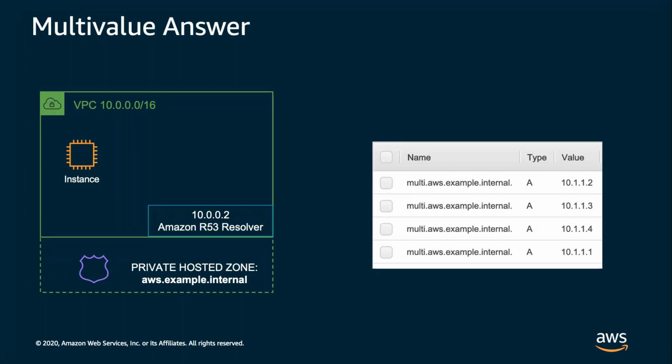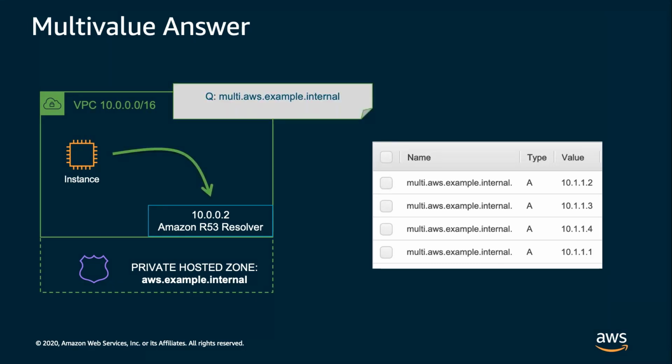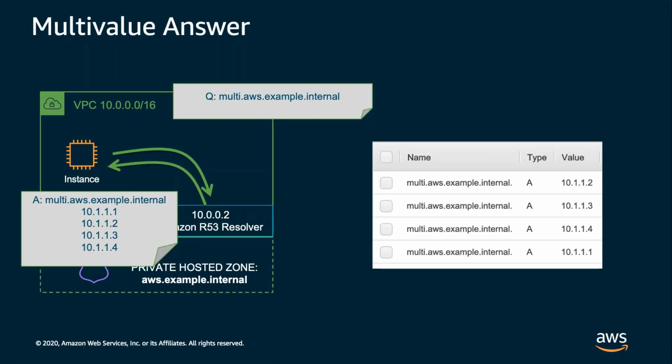Another type of record set we have is Multivalue Answer. In this case, we have multiple records and we can return each of them. So if I ask what is multi.aws.example.internal, I'll get back the full list of IPs that are healthy and available to serve this content.